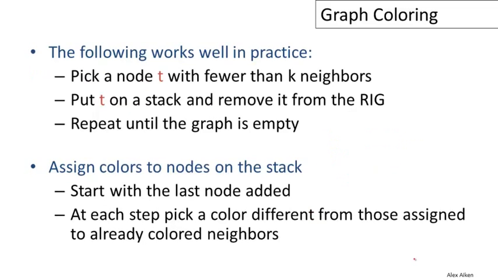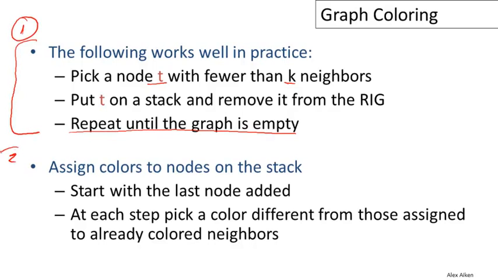So here's a procedure that works very well in practice. First, we pick a node t that has fewer than k neighbors. We put t on a stack and remove it from the register interference graph, and then we recurse. We repeat this procedure until the graph is empty. So we just keep choosing nodes that have fewer than k neighbors, pushing them onto a stack and deleting them from the graph, and we do that until the graph is completely emptied out. And that's the first phase. So that's part 1.